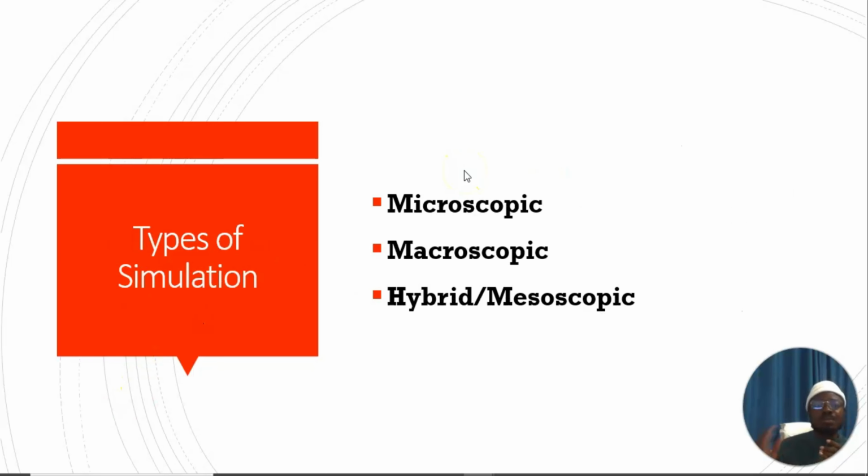So we have the types of simulation. We have what we call the microscopic simulation, the macroscopic, and the hybrid or mesoscopic simulation. They work in different ways. First, when we're looking at the individuality of persons or vehicles, when we are paying attention to individual elements within the simulation, that is when we look into the microscopic. From the word micro, it talks about the minutest detail, looking into the elements, the performance, and the characteristics of each element within that simulation.